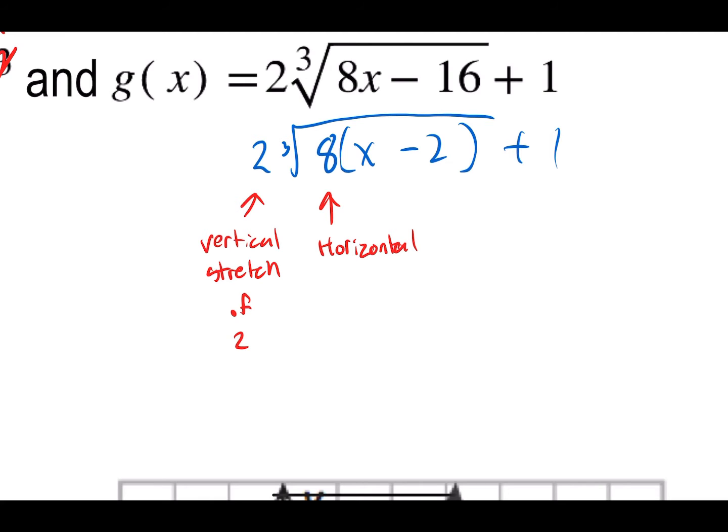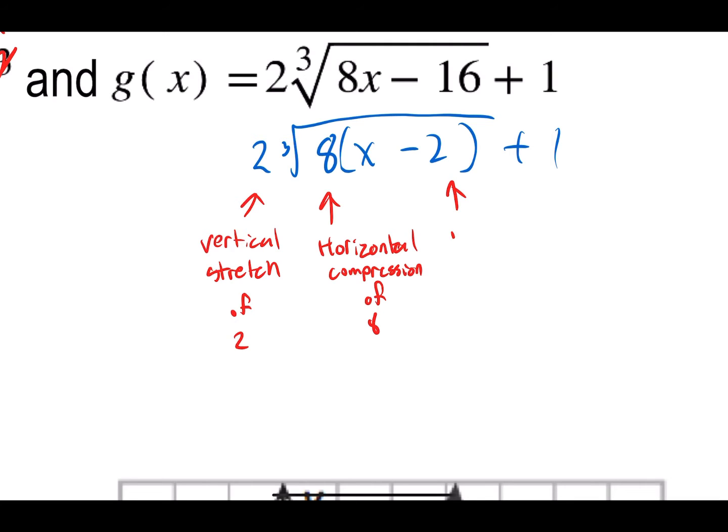Now, what do you guys think? It's an 8. It's bigger than 1. Horizontal stretch or compression? It's a horizontal compression of 8. So, notice, vertical stretch of 2, because 2 is bigger than 1. Horizontal compression of 8, because 8 is bigger than 1. They're flip-flopped. That's horrible to remember. That's one of the reasons we don't like using horizontal compression.